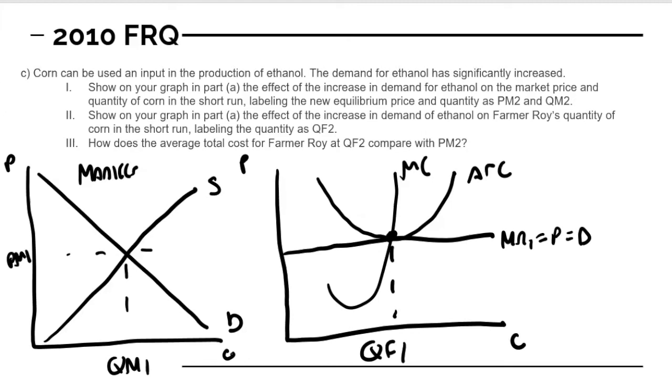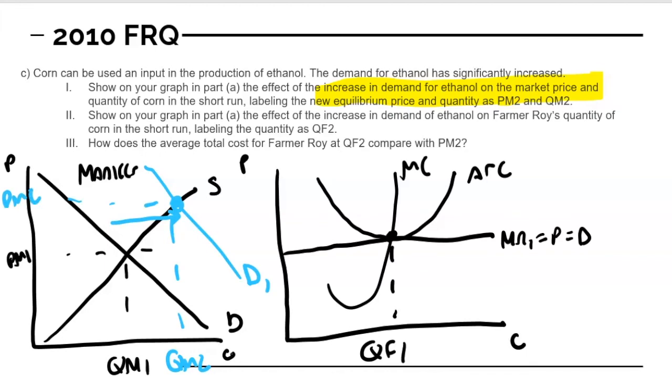So subpoint 1 says, show on your graph the effect of the increase in demand for ethanol on the market price and label the new equilibrium prices PM2 and QM2. So we already said that our demand curve is going to shift to the right. So let's label our new demand curve, and let's draw an arrow indicating the rightward shift. And then now we're supposed to label our new equilibrium price, so we label it QM2 and PM2.